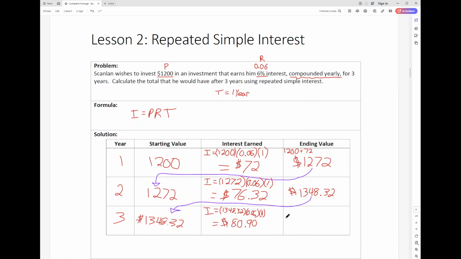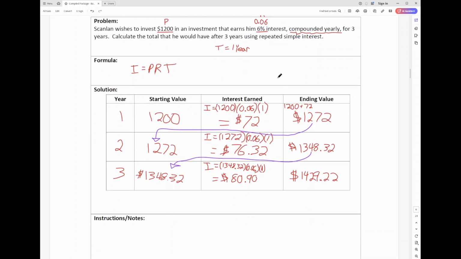Okay, and lastly, when we add these two together, we end up with $1429.22. Okay. There we go. So honestly, that is all that lesson really is. You should be able to do this on the practice problems.